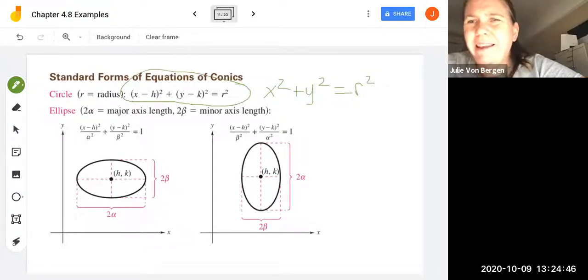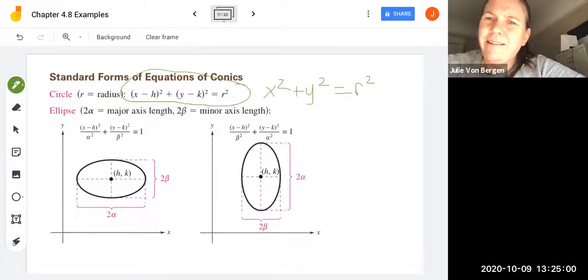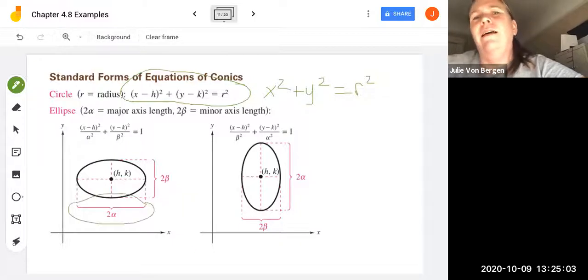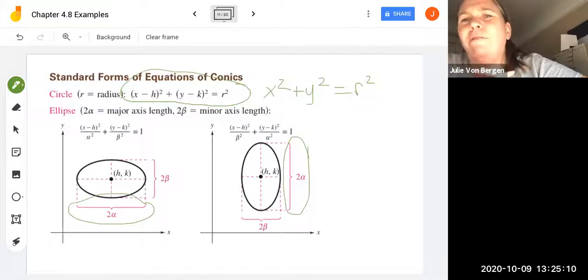In the ellipse, we call 2 alpha the major axis length and 2 beta the minor axis length. If you've got an ellipse that is stretched out more along the x-axis, then 2 alpha is the major axis length. And if you've got an ellipse like in the second picture stretched out more along the y-axis, then 2 alpha is labeled along the y-axis because that's now the major axis. So the major axis is wherever you've got more of a stretch factor. And ellipses are centered at (h, k) also.